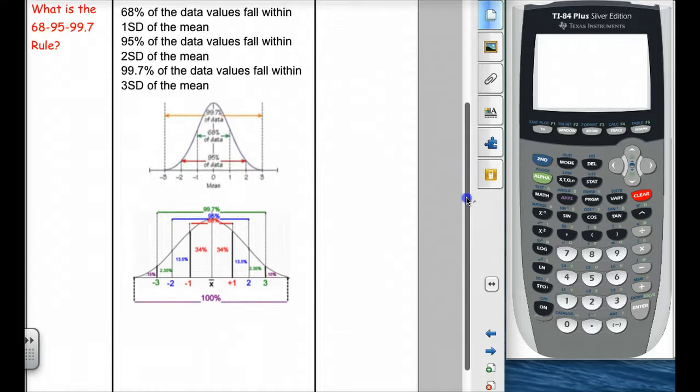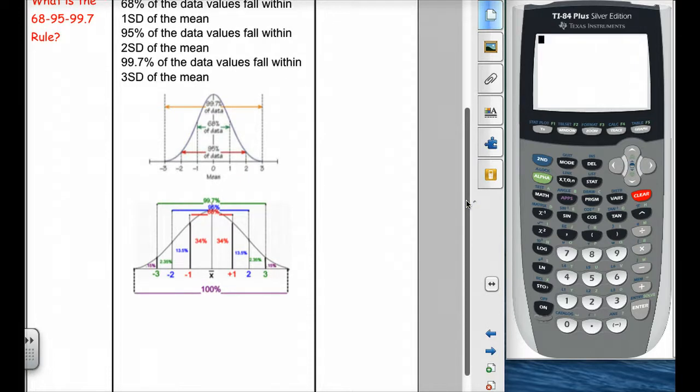So I drew in some pictures here to kind of show you how that falls. Our 68% fall between here and here, our 95% fall between here and here, and our 99.7%. As you can see, we've got this little tiny triangle on either end that gets that other 0.3%. So knowing that, let's look at some examples.